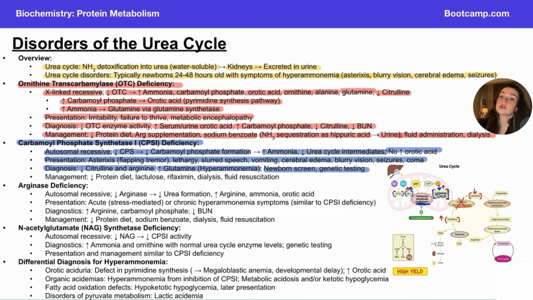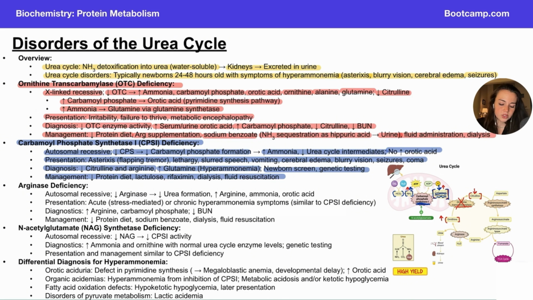And management here includes general management of hyperammonemia, including low protein diet, sort of more prophylactically, and then acutely lactulose, rifaximin, dialysis, and fluid resuscitation. Lactulose, remember, was our laxative that acidified the GI lumen and trapped ammonia in the gut as ammonium, so you could excrete it out that way. Rifaximin is an antibiotic that kills ammoniogenic gut bacteria. So those first two disorders are really the high yield ones.